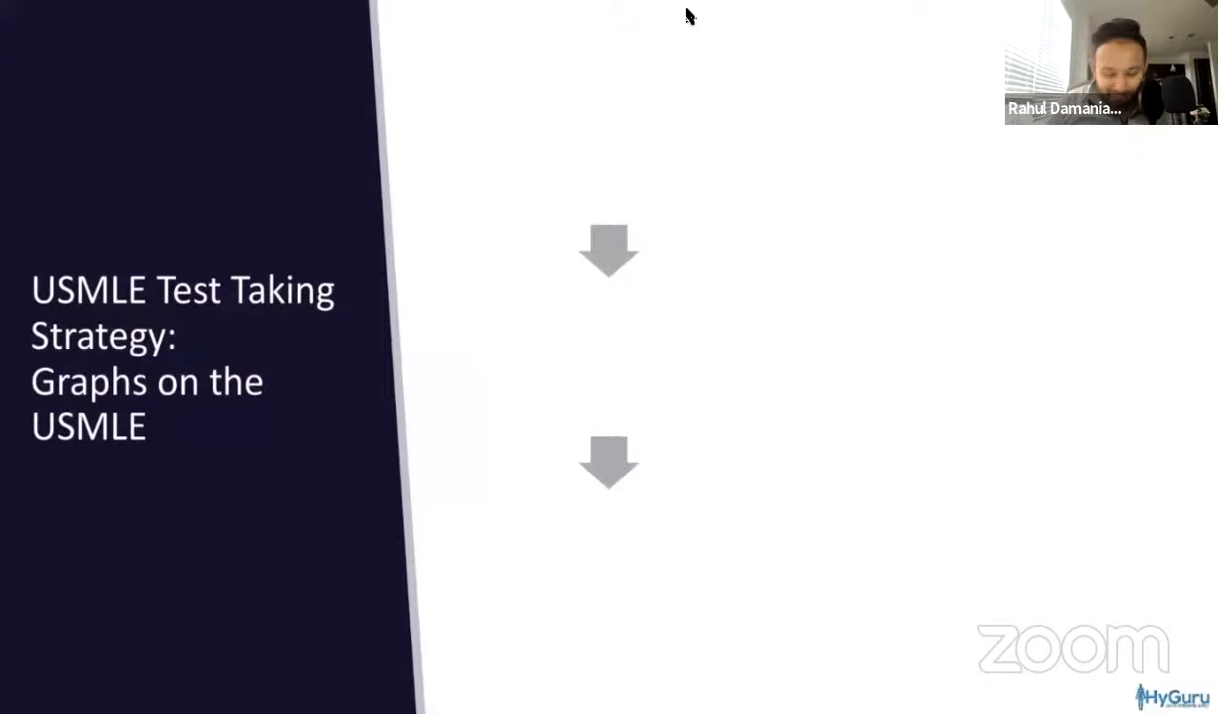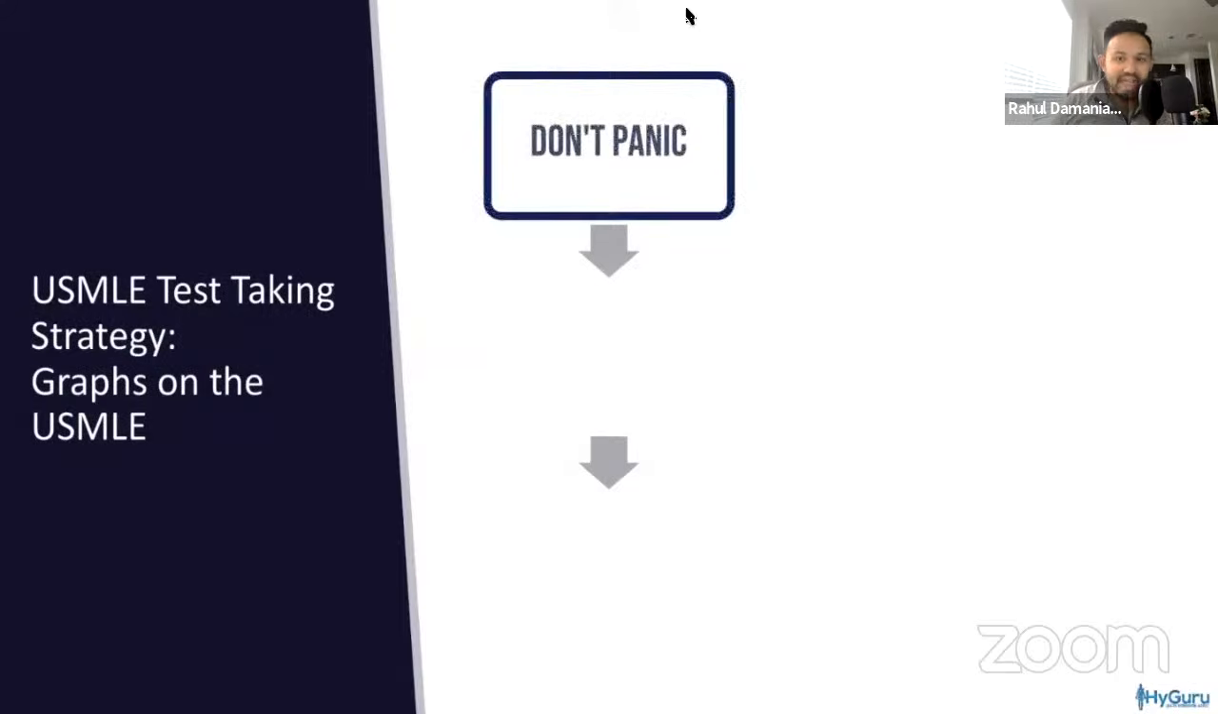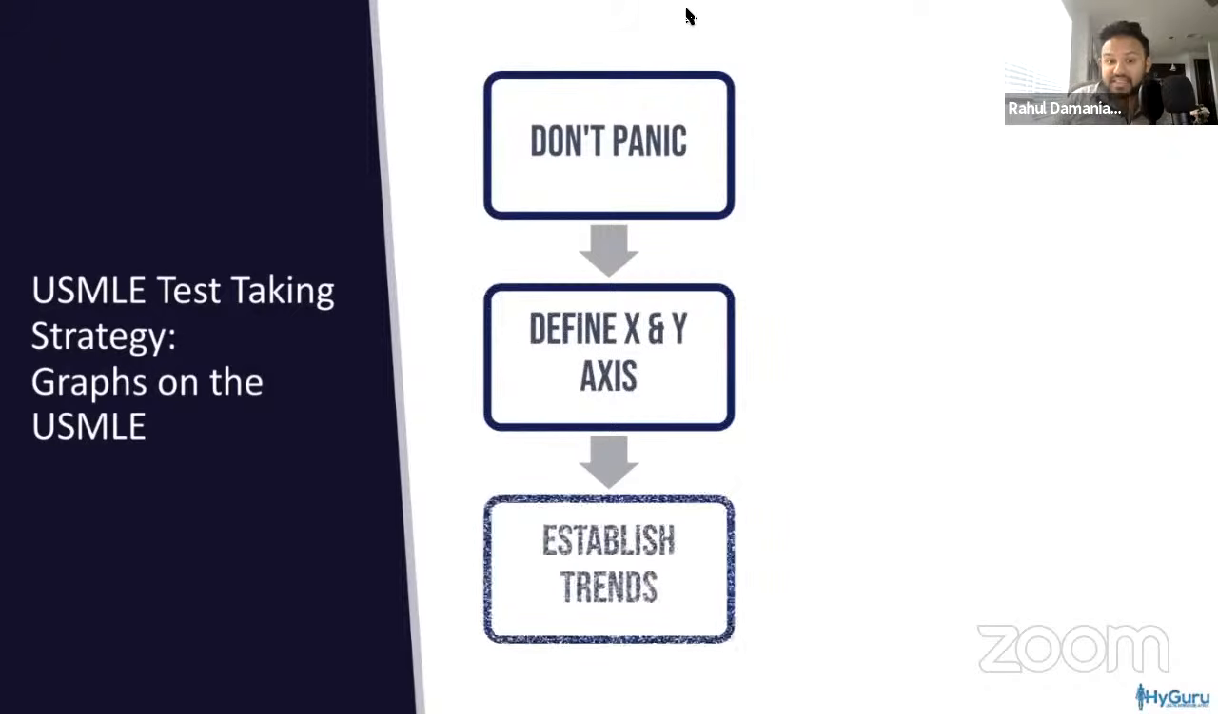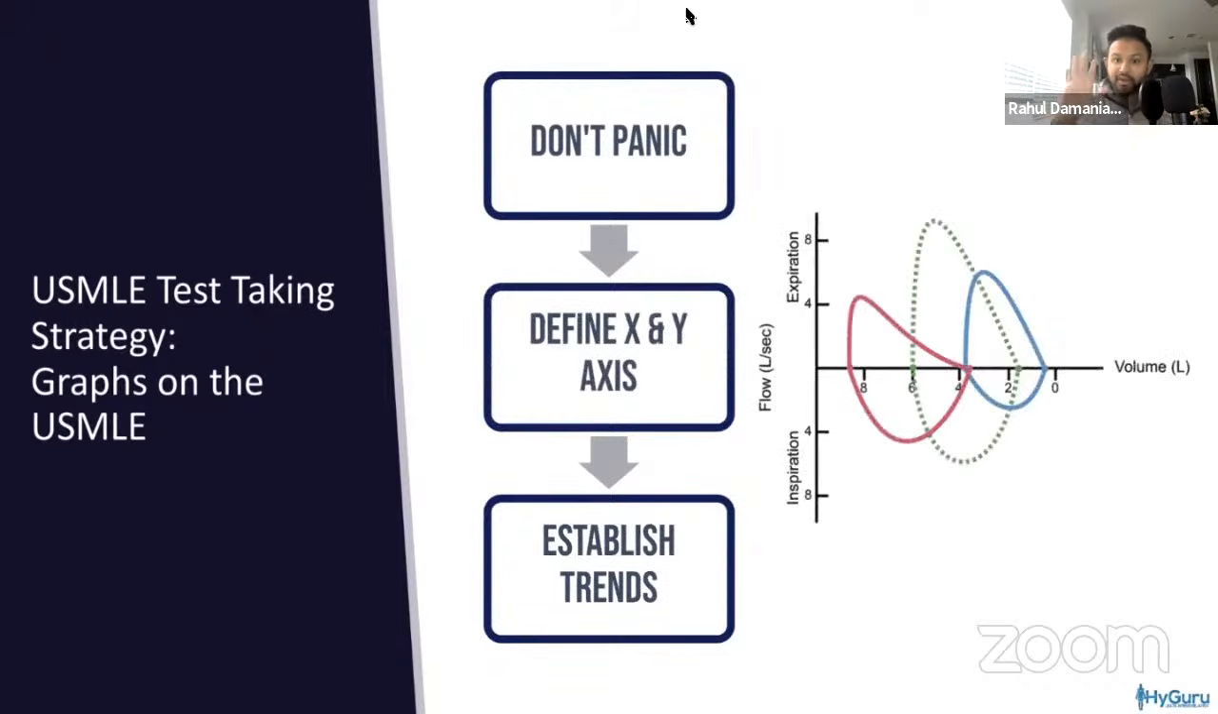So I just showed you a lot of graphs, and that's why I want to go through this USMLE test-taking strategy. When I see graphs on the USMLE, I first say, Rahul, don't panic. Second, I say, define what the X and Y axes are. And then the third thing I say is establish trends. So here's a good example. Number 1, don't panic. Number 2, define the x-axis, which is going to be volume, and the y-axis is going to be inspiration and expiration.